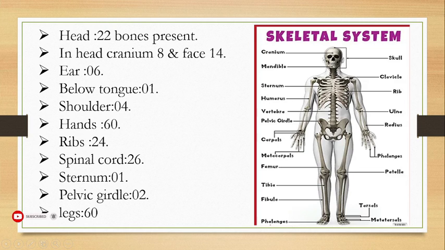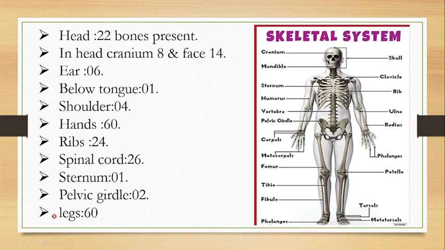Next, spinal cord. This is the back of our body. We can see the spinal cord, right? The spinal cord consists of a total of 26 bones. Our spinal cord is nothing but the backbone.